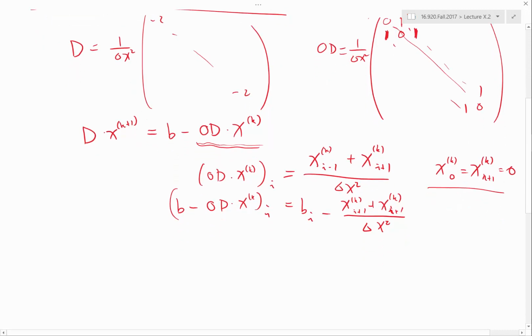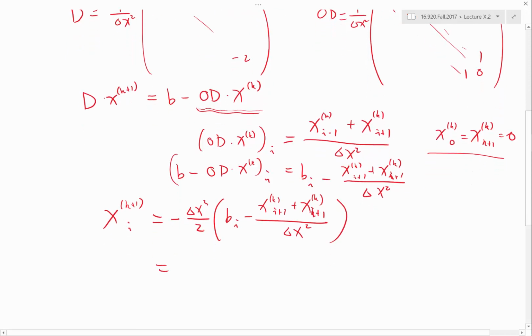All right, so the next step is just inverting the matrix D, the diagonal matrix. Again, inverting the matrix is easy. It's just taking the reciprocal of these diagonal entries. So that would be minus delta x squared over 2, the reciprocal of the diagonal entries, times my b_i minus x_k at i minus 1 plus x_k at i plus 1, over delta x squared.